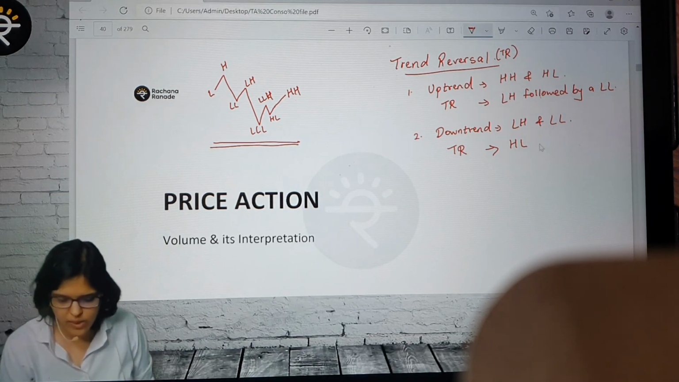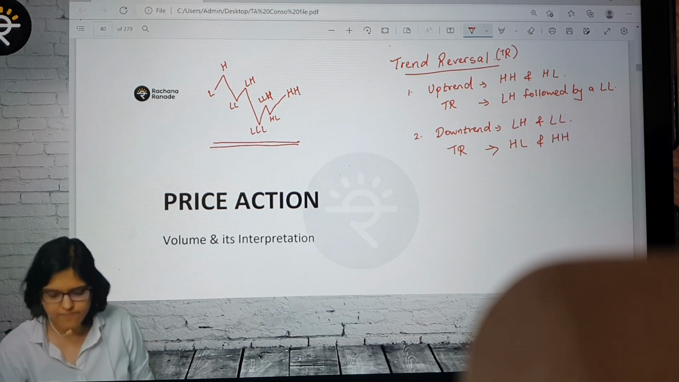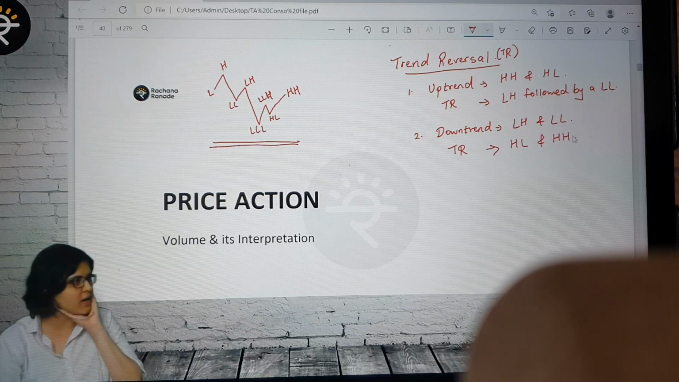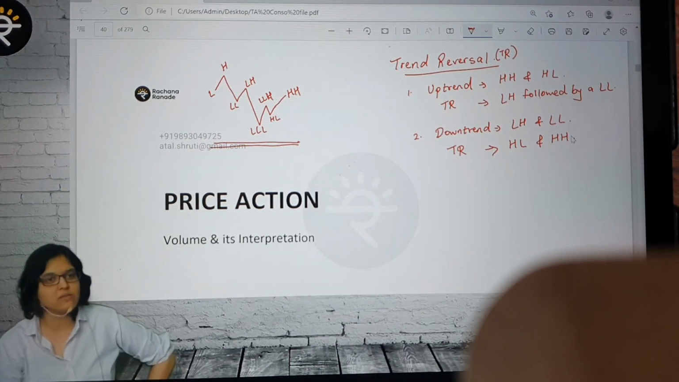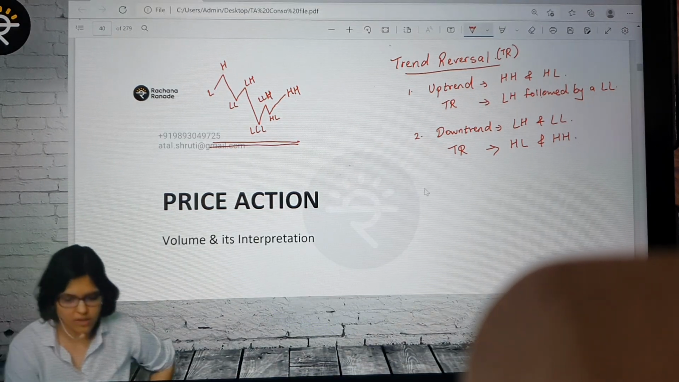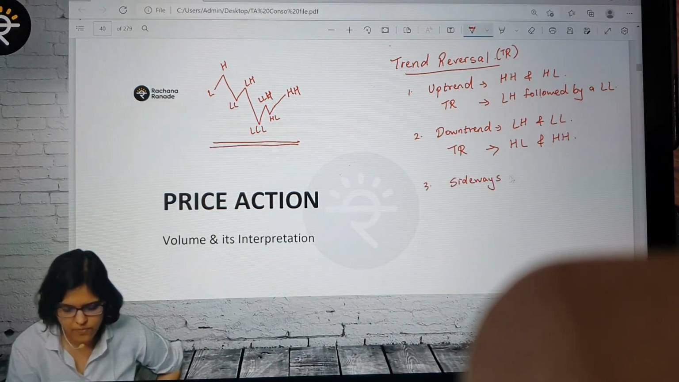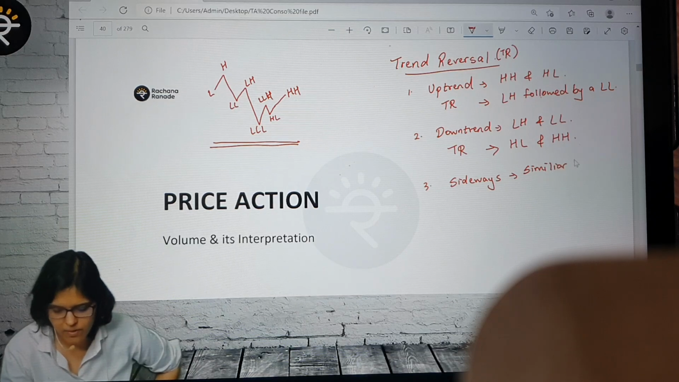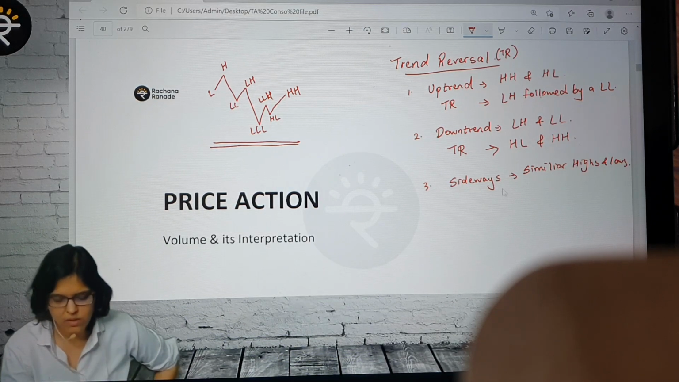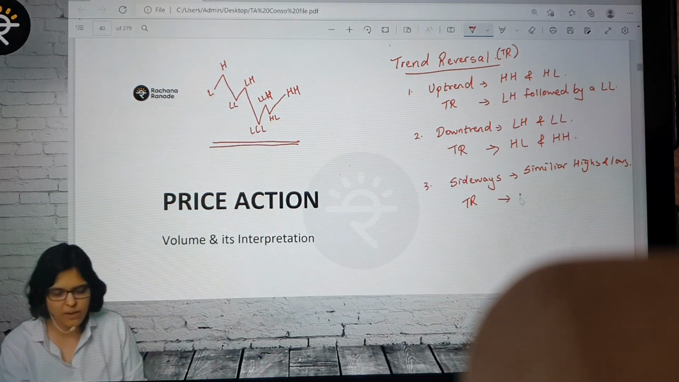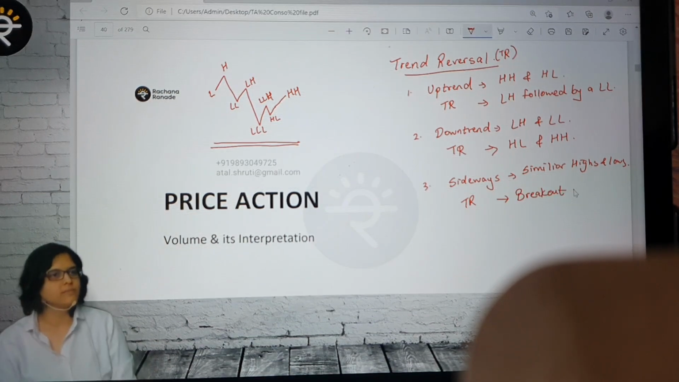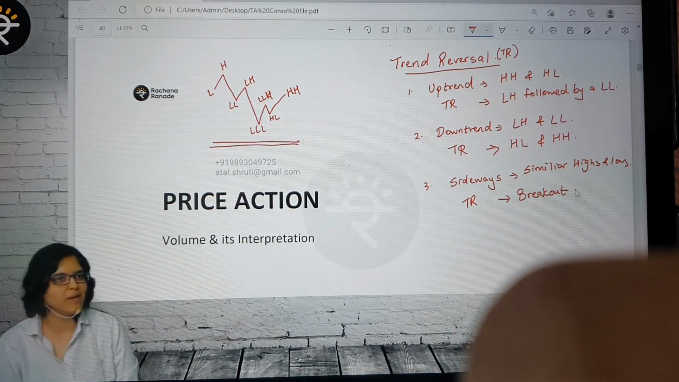Clear? So everyone tell me, first it will be a higher low and then followed by a higher high. Higher low and then followed by a higher high. Is this understood? Yes? For sideways, is there any trend reversal? No reversal as such, but there are breakouts. Okay, so for sideways, it is similar highs and lows. And we will not ideally call it a trend reversal, but just so that we are having the same format. When does the trend change? It will be a breakout.